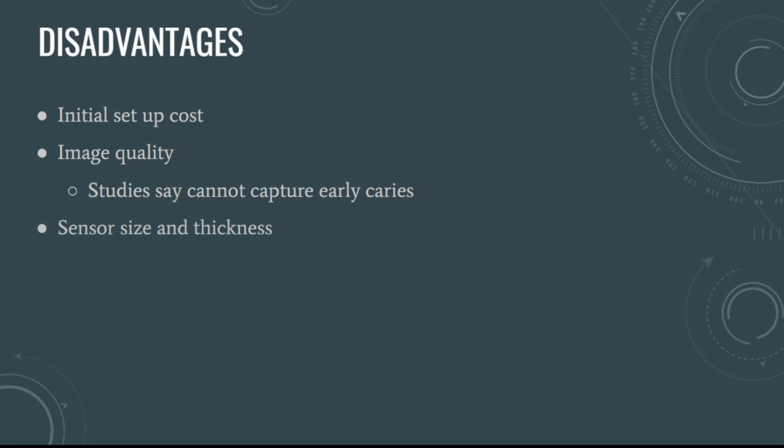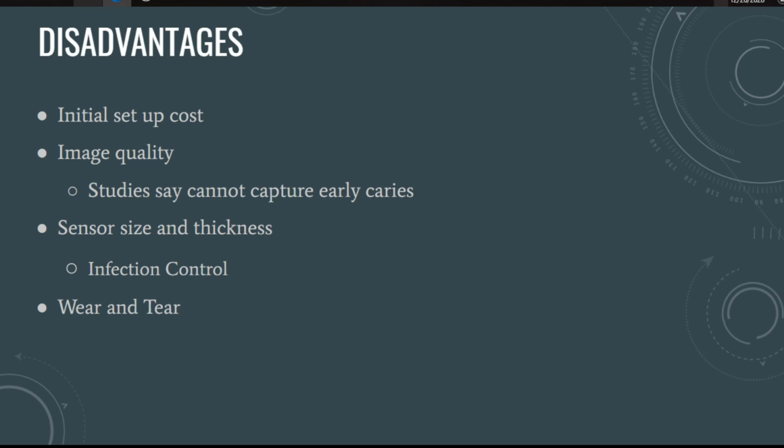The sensor size and thickness is a disadvantage. Depending on what sensor you're using, it can be extremely uncomfortable for the patient. Patients will complain that it's bulky and that it may be uncomfortable, and then it can hit their gag reflex as well. And it's a little bit more difficult for infection control. But as I mentioned, if you use that plastic barrier, infection control shouldn't be an issue. Wear and tear on the sensor, since you're using it over and over again, and some of them have the wire on it, you can see signs of wear on it, and that means it may not work as effectively.